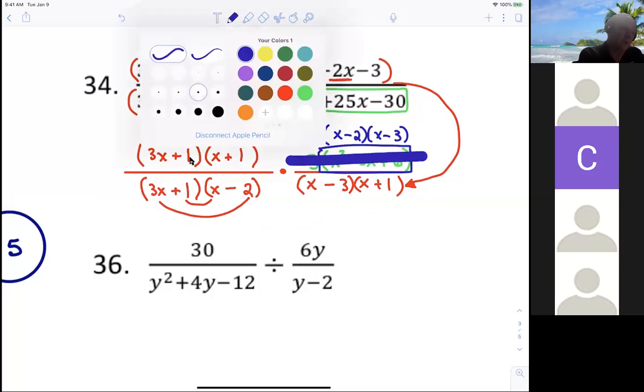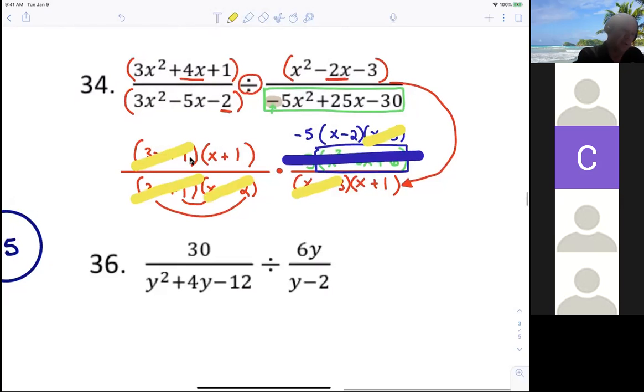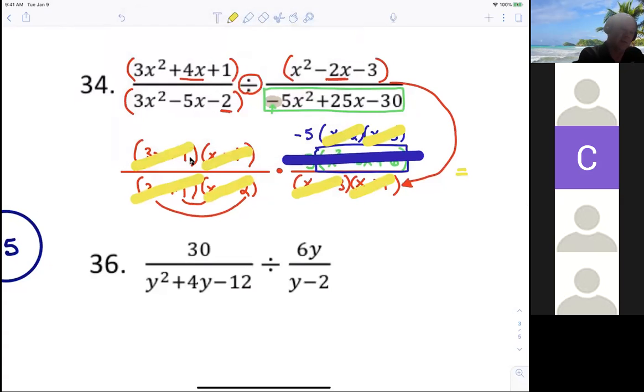All right, now here we go. 3x plus 1, 3x plus 1. x minus 3, x minus 3. x minus 2, x minus 2. What do we know? x plus 1, x plus 1. So everything canceled out, and the only thing that was left was the -5.